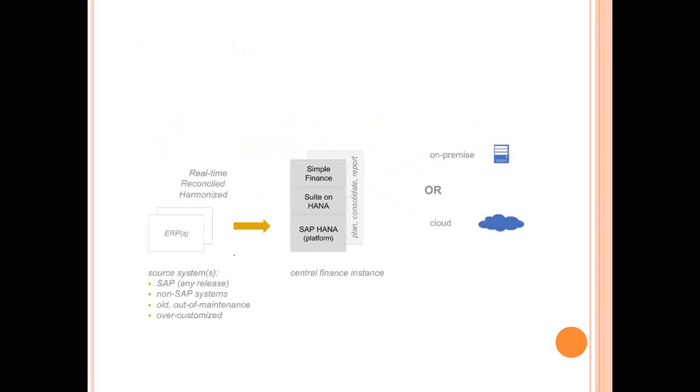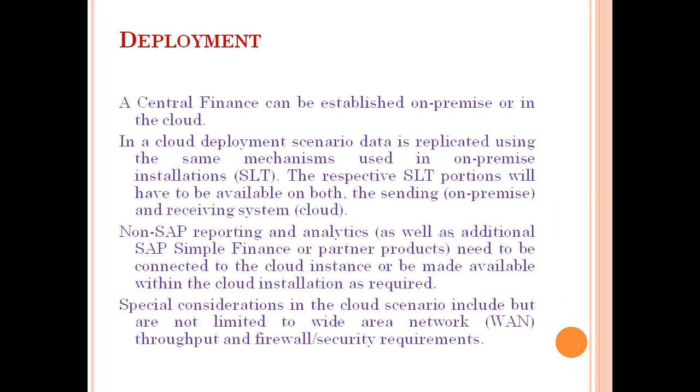So this is how we can deploy. So an ERP system should be there. The source system is SAP release, non-SAP, or old system. This is real-time reconciled and harmonized with this HANA central finance system. Simple finance suite on HANA SAP platform. So you can deploy on-premise or cloud. On-premise or cloud. This is the landscape, how we can maintain it.